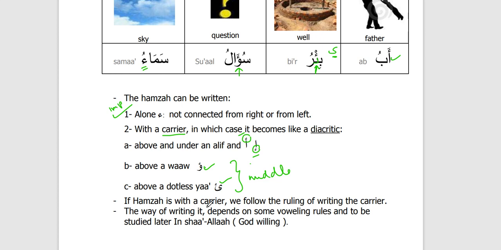And if hamza is with a carrier, we follow the rule of writing the carrier. Carrier means the seat. If it is with the seat, we follow the ruling of writing the seat. And seats are letters. What are the seats? Alif, waw, and the dotless ya. And when I write the dotless ya, it becomes like this. So it is connected with the letters right and left, like in bi'run. It's bi hamza bi'run, right? So it can be connected from both the sides.